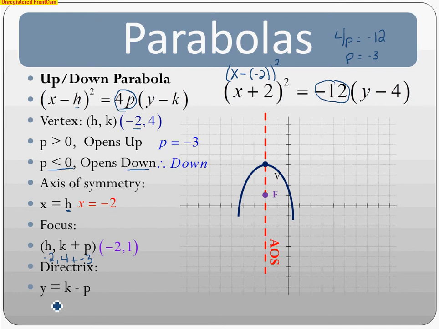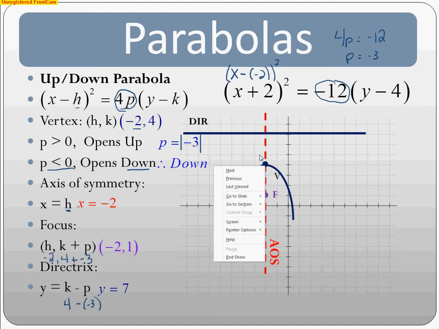And our directrix, y equals k minus p. Well, that was 4 minus a negative 3. So we know that back-to-back negatives, we get y equals 7. And there again is our directrix on the outside. If I take the absolute value of negative 3, that's 3. So if I count from the vertex to the directrix, that's 1, 2, 3. And from the vertex to the focus, 1, 2, and 3. I'm good there too. All right, so those were up and down.